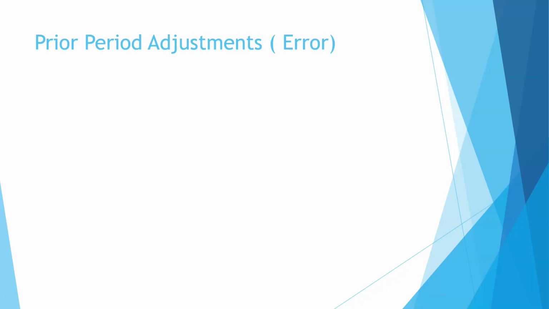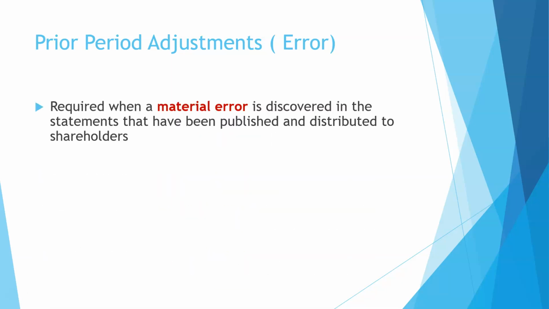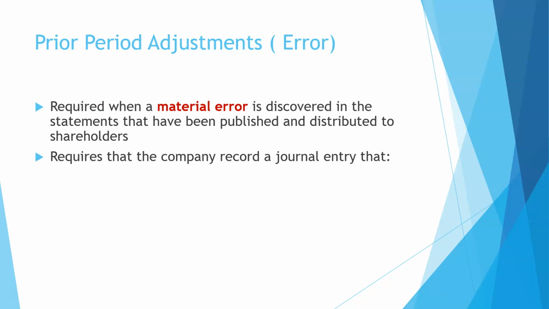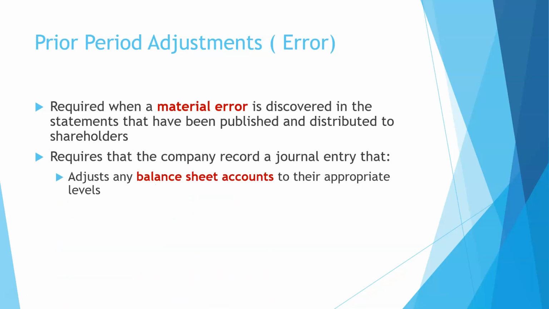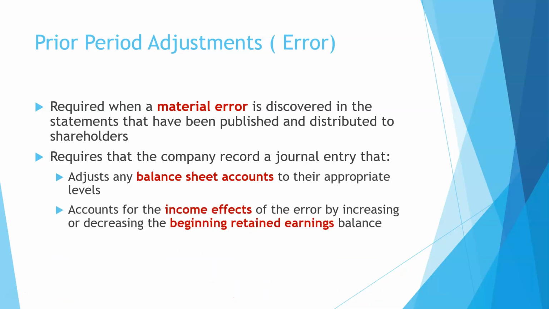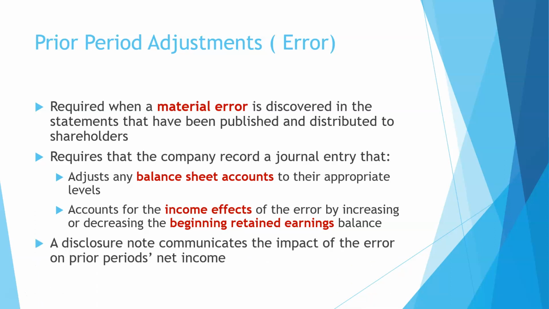Now, prior period adjustments, these are usually errors. That's what we're talking about. And we're talking about material errors that have not self-corrected. These require that the company record a journal entry that adjusts any balance sheet accounts to their appropriate levels and show the effects on beginning retained earnings, and you would need a disclosure note.